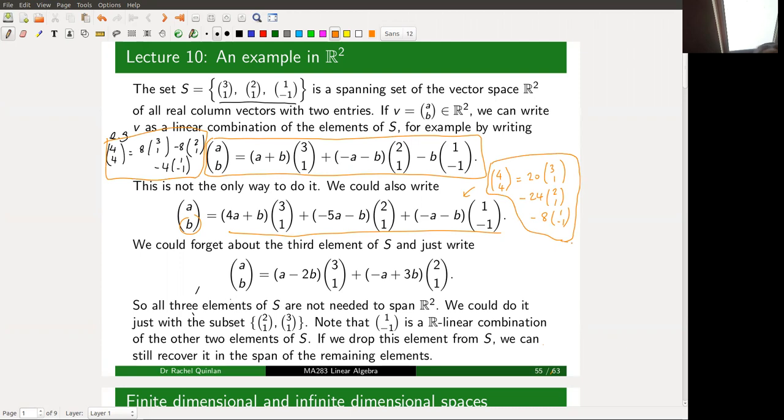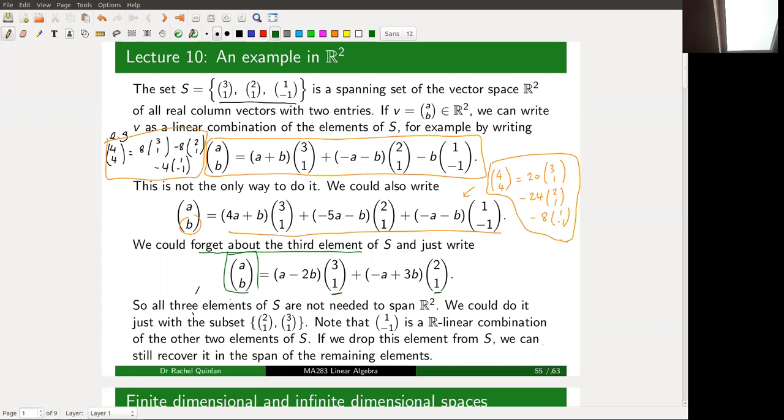And indeed, if we believe these 2 equations, then for any vector, we'll have multiple ways of writing it as a linear combination of the 3 elements of S. So indeed, we don't even need all 3 elements of S in order to span R2. We could achieve any vector in R2 as a linear combination of just the first 2 elements of S. And here's a way of doing it.